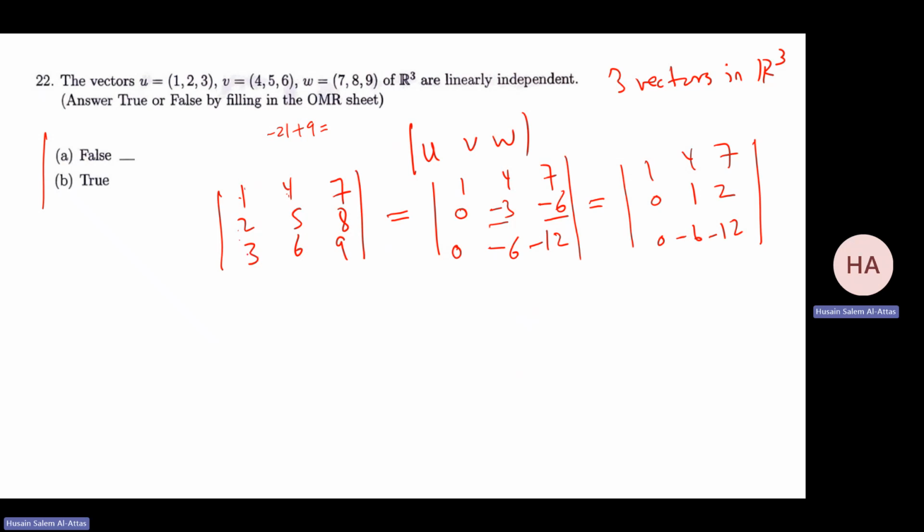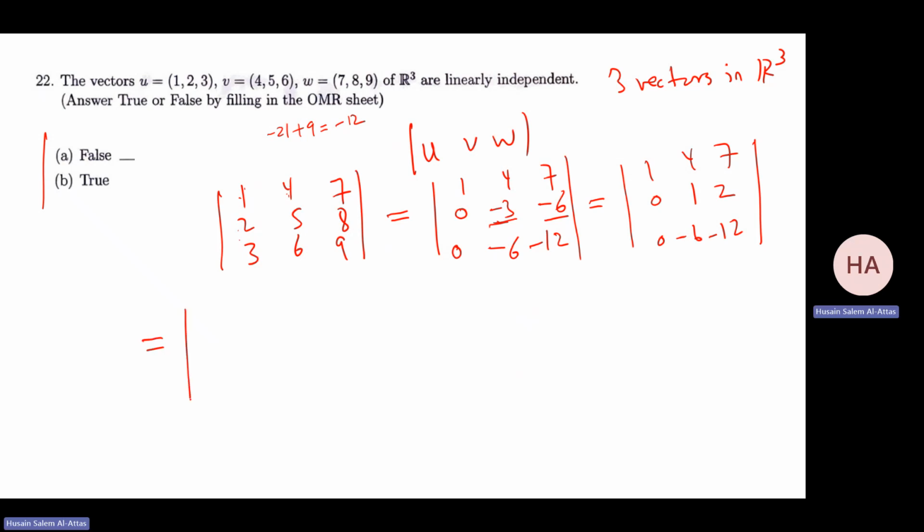Good. Minus 3, plus 3, 0. Minus 12 plus 6, minus 6. Minus 21 plus 9, minus 12. That will be minus 12. Now I divide by 3, that will be 1, 2. Great. Now multiply the second row by 6 and add it to the third row.